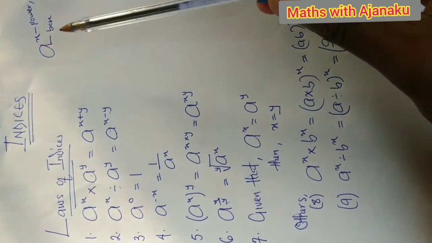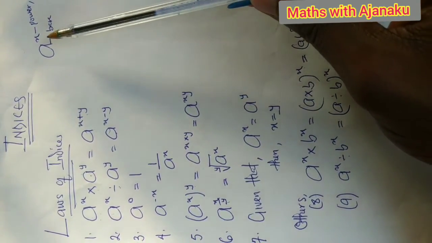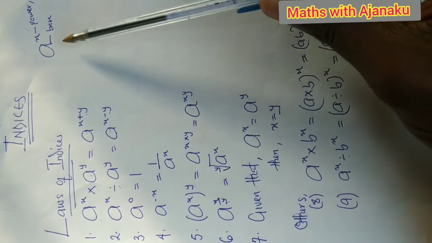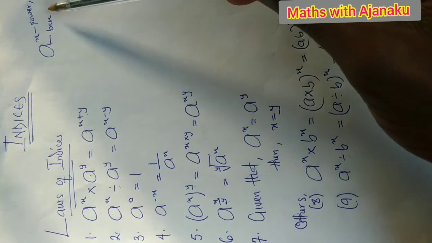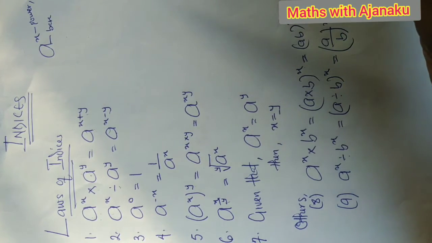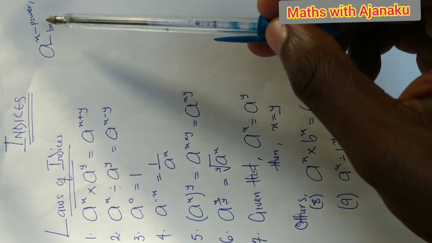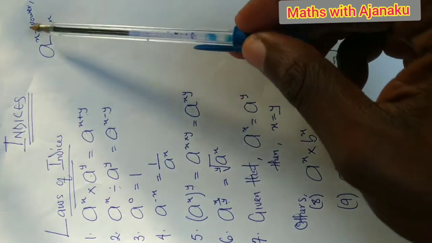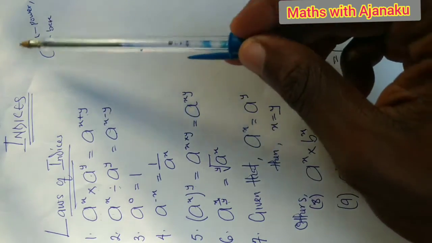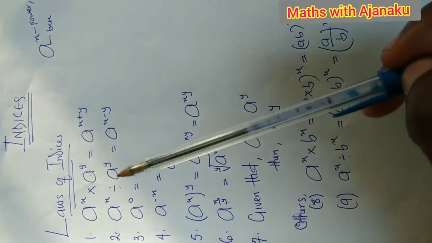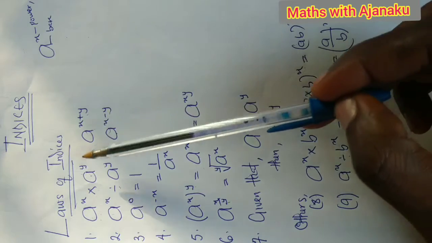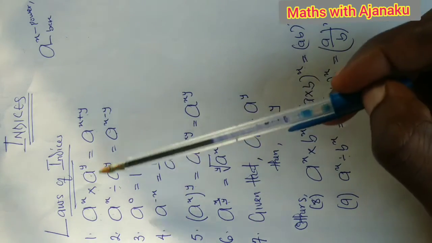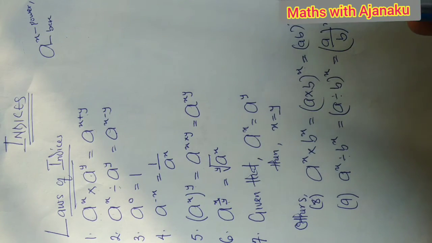Indices, a topic in maths, deals with numbers of the structure a to the power x, where a is the base and x is the power. We call it index or exponents. Now, to perform operations successfully on numbers in index form, you have to understand the rules of doing so, which are the laws of indices. The laws of indices help us to solve numbers in index form best.